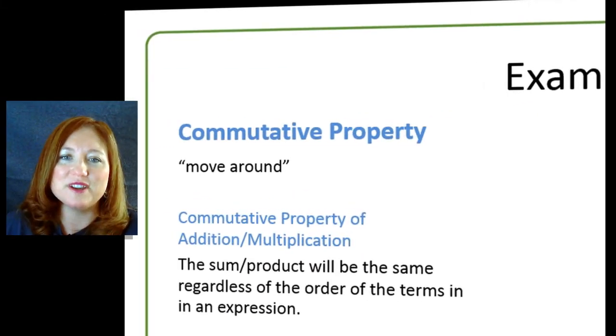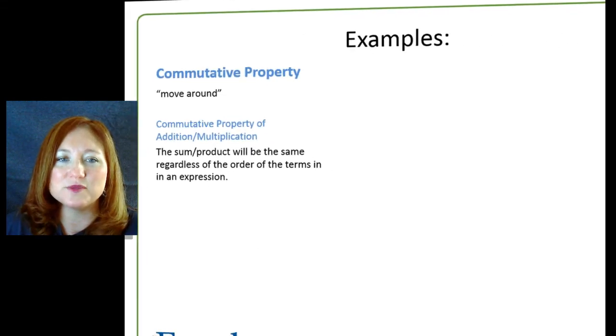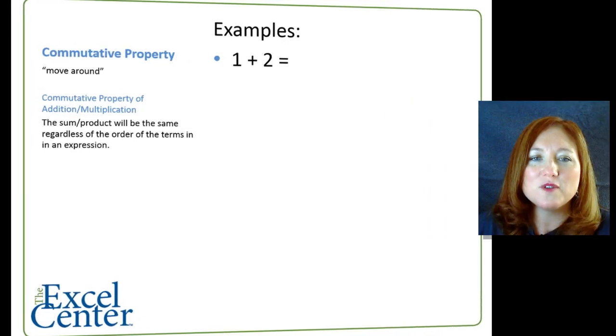The word commutative comes from commute, or move around. So the commutative property is the one that refers to moving stuff around. When the only operation is either addition or multiplication, then the terms can be moved around in any order and the expression will have the same value as its original. For example, 1 plus 2 is the same as 2 plus 1. Regardless of the order of these terms, we know both expressions are equal to 3.